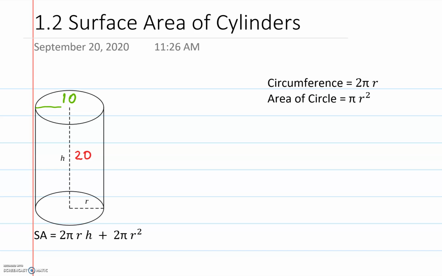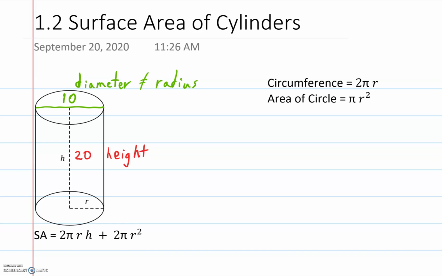So maybe we're given these two numbers. 10 is the diameter, which is important because diameter does not equal the radius. Okay, so just being very clear, that's the diameter that we're given. And here we're given the height.